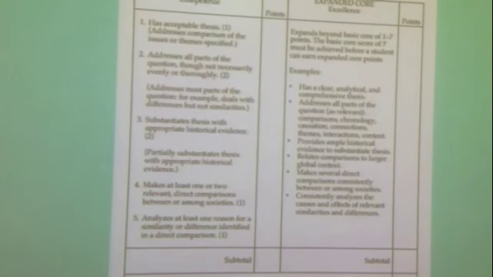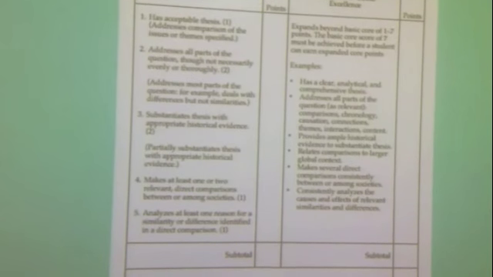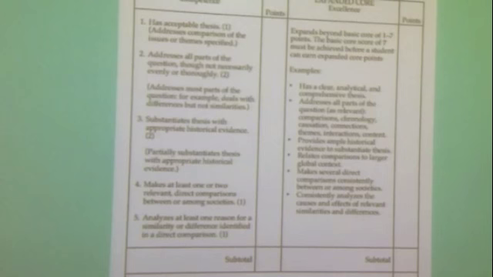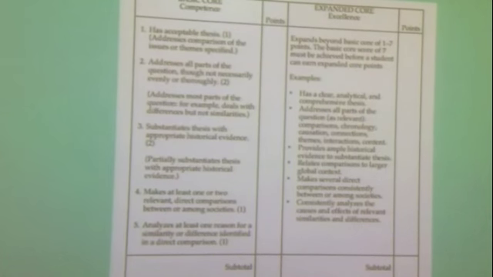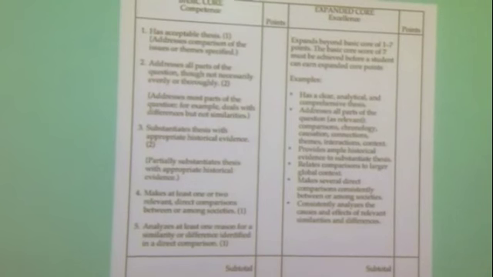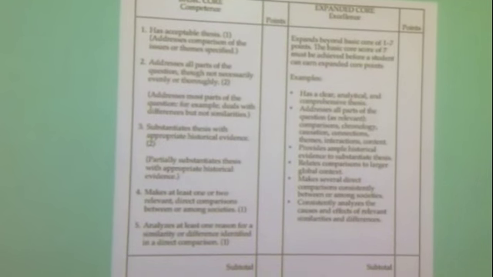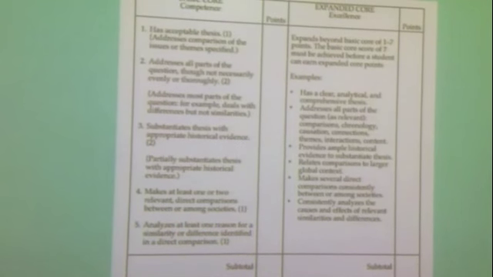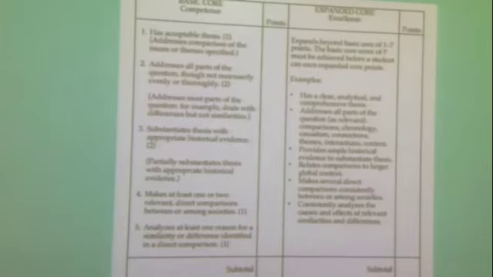The fourth topic is that you make at least 1 or 2 relevant direct comparisons between or among societies, and that's also found in the body paragraphs. To make those comparisons, make sure you include both societies in the same sentence, otherwise they won't count it as a direct comparison. The fifth topic is that you analyze at least 1 reason for a similarity or difference identified in a direct comparison, and that is also found in a body paragraph.